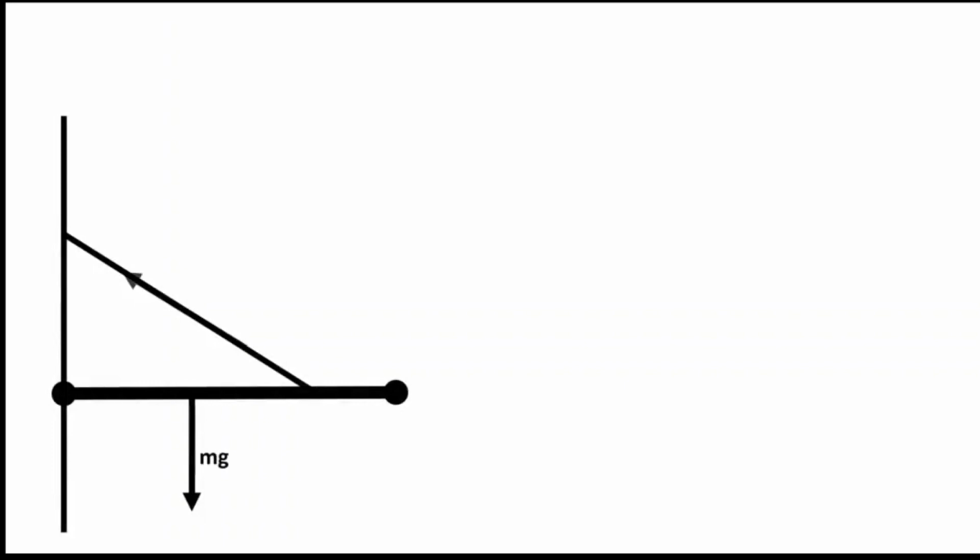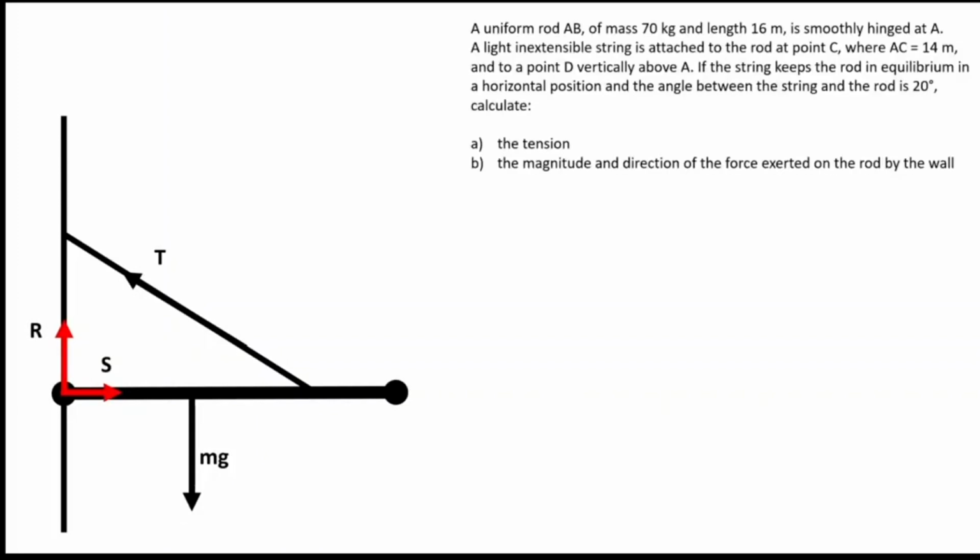So, just thinking of the hinge question, here's the default diagram that we must have as a minimum. The context of this question tells us that this is a uniform rod, AB. It has a mass of 70 kilograms and length 16 meters. It's smoothly hinged at A. A light inextensible string is attached at point C, where AC equals 14 meters, and to a point D, vertically above A. The string keeps the rod in equilibrium and in a horizontal position, and the angle between the string and the rod is 20 degrees.